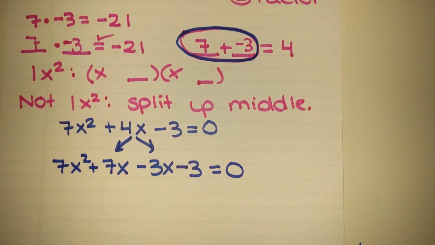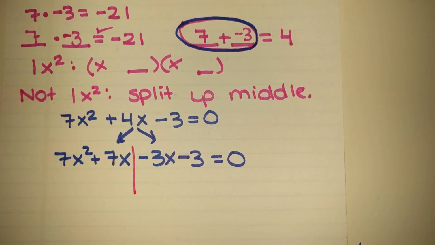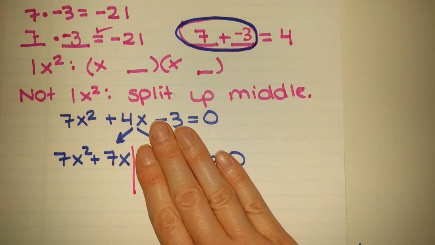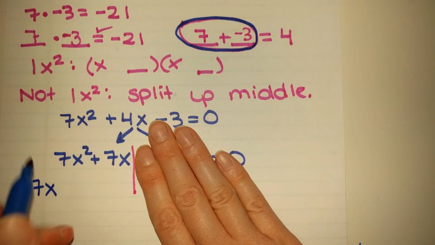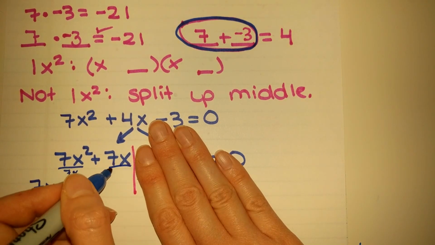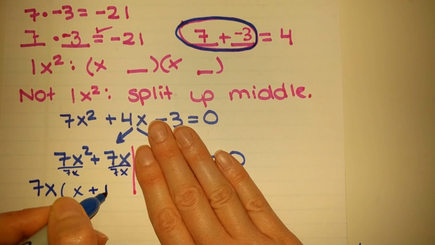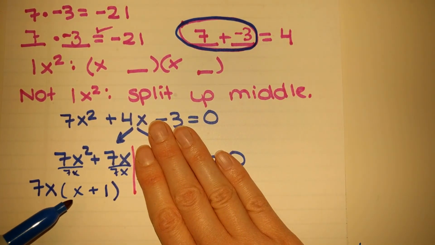Now, at this point, we have 4 terms, and whenever we have 4 terms, we go through our grouping method. So we look at the first 2 terms, and we say, okay, they have a common 7x, and essentially what's happening is we're dividing this by 7x, and that's going to give us an x, divide this by 7x, and that's going to give us a 1. Remember that if you start with 2 terms, you got to end with 2 terms inside of this parenthesis.